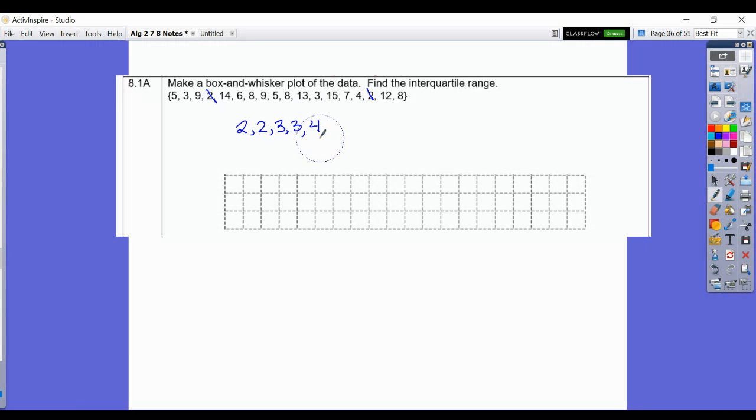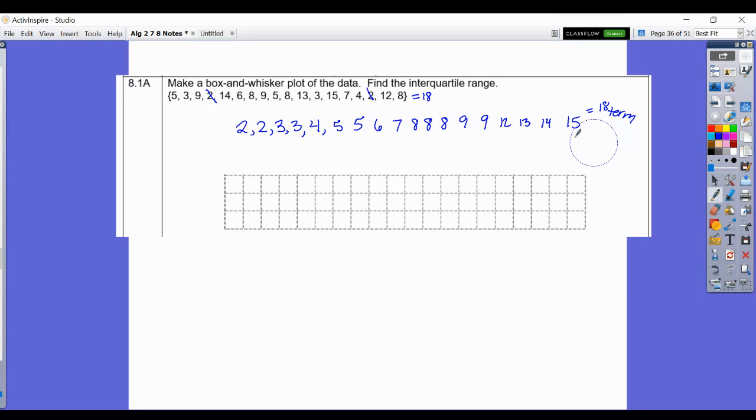2, 2, 3, 3, 4, 5, 5, 6, 7. There were 3 8s, 2 9s, and then a 12, 13, 14, and 15. If you're not sure if you missed any, because there's a lot of numbers there, I highly recommend counting how many there are here. There are 18 numbers here. And then check yours, 1, 2, 3, 4, 5, 6, 7, 8, 9, 10, 11, 12, 13, 14, 15, 16, 17, 18, to make sure you have 18 of them.